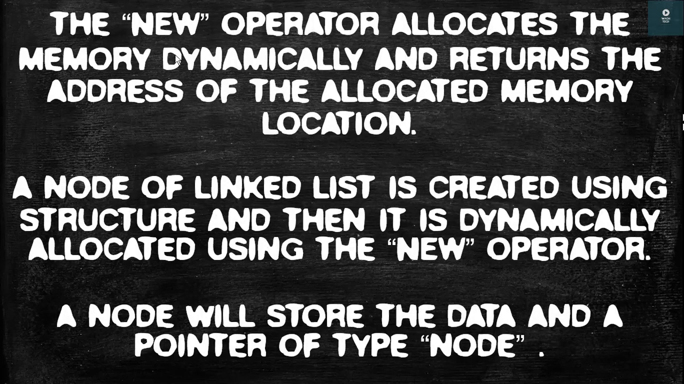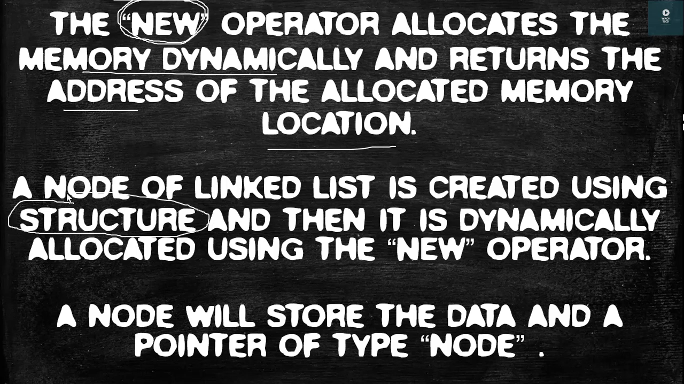Now the new operator is used for allocating memory dynamically, and this operator will allocate the memory and return the address of the allocated memory location. So we'll use this operator for doing the allocation of the nodes. Now a node of a linked list is created using structures. Why? Because every node is a structure. So we will first create the structure and then we will allocate the memory using the new operator.